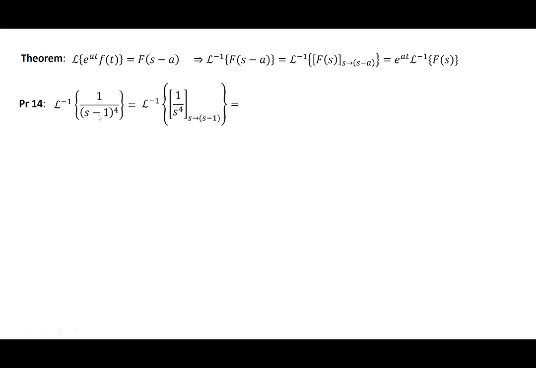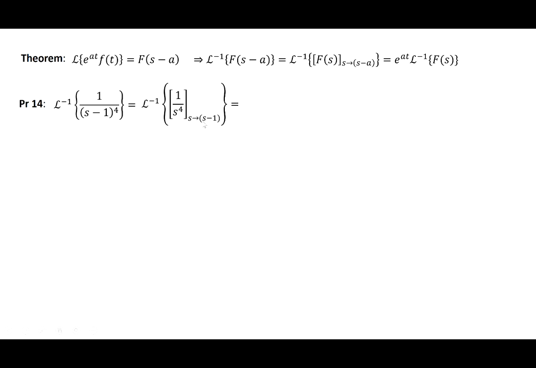But why? Why do we need to do that? That is because, as such, there is no formula for Laplace inverse of 1 over (s minus 1) to the 4. There is a formula for Laplace inverse of 1 over s to the 4, but not for 1 over (s minus 1) to the 4. So the whole idea is to be able to express this in terms of Laplace inverse of something that we actually do know. Right? That's the idea.